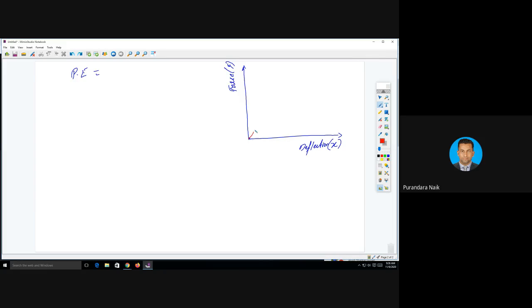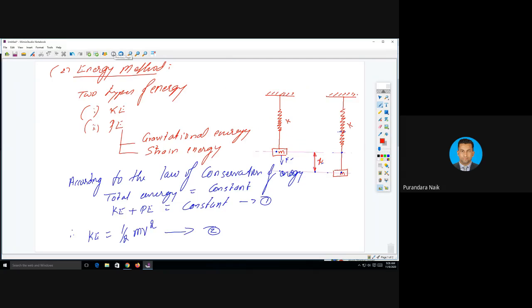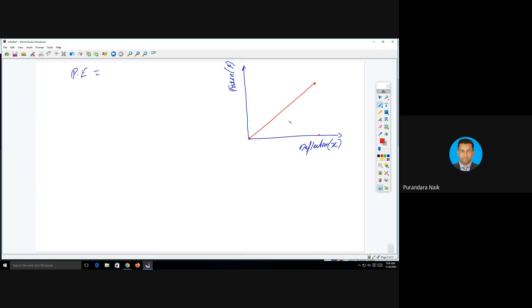As you increase the force, the displacement also increases. This is the curve. So what is the maximum distance? The maximum displacement, or deflection, is x, and the corresponding force is F. Okay, this is F.